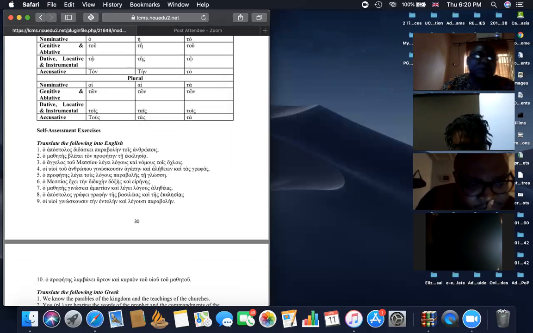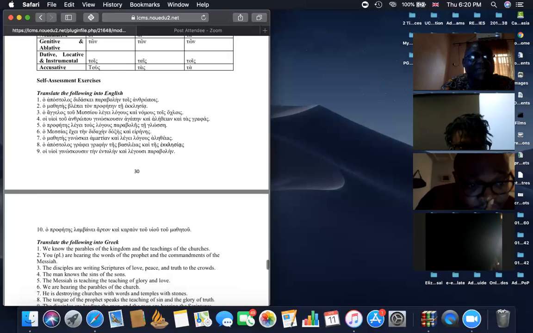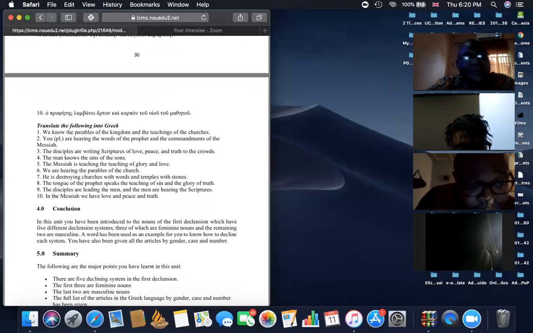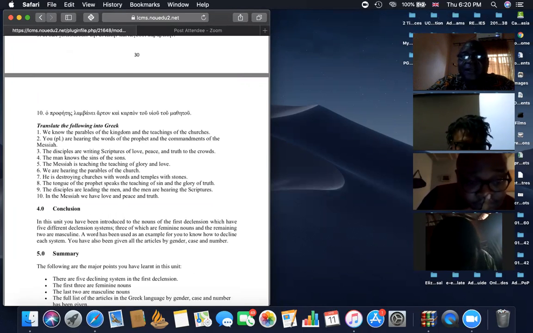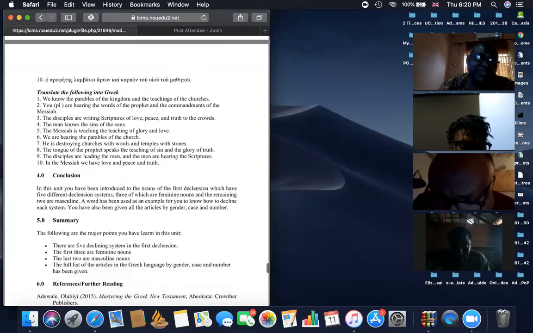Then you have your self-assessment exercise to make sure you understand the nouns very well. Now, Olumide, did you do your assignment? Yes, sir. All right. Please, everybody, keep on doing your assignment, because once in a while, those words may come back and you'll find them in the exam. But if you go through them in the assignment, it will be easier for you to get there.